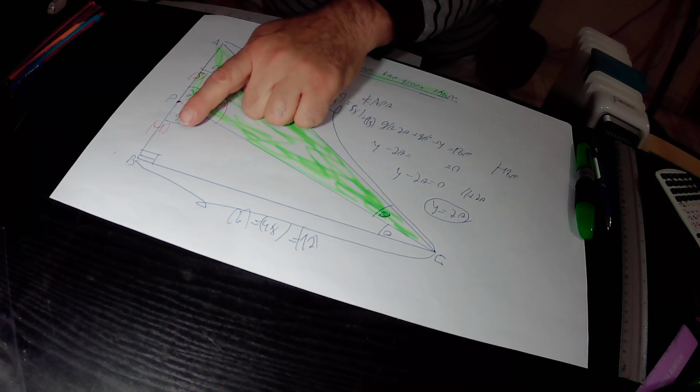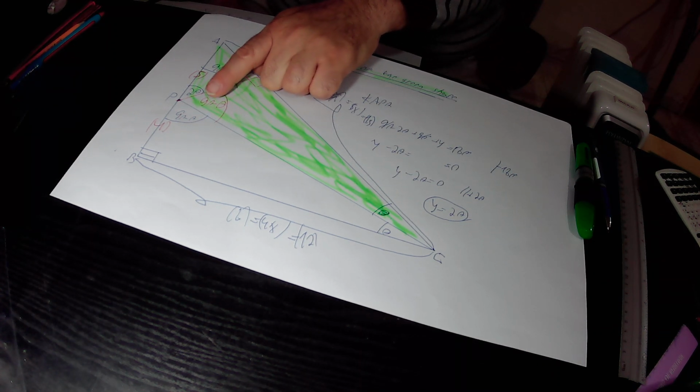This angle equals 90 degrees, and therefore this first angle must be equal to 90 degrees minus theta, according to the sum rule that says that the sum of the angles in any triangle is equal to 180 degrees.